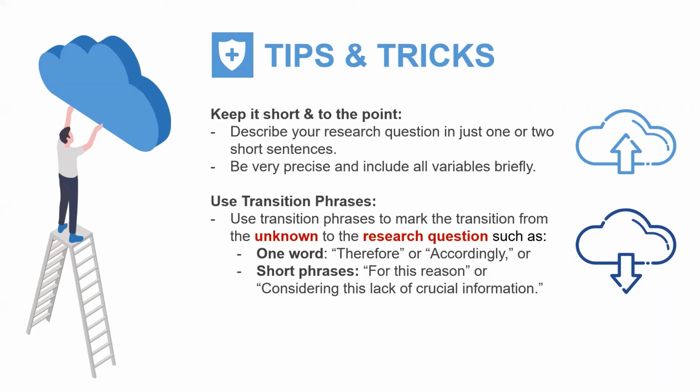It's important to use transition phrases as well. So use transition phrases to mark the transition from the unknown to the research question, such as one words like therefore. So when you mention that, you know that we're going to talk about the research question, and accordingly, for example, and short phrases like for this reason or considering this lack of crucial information.